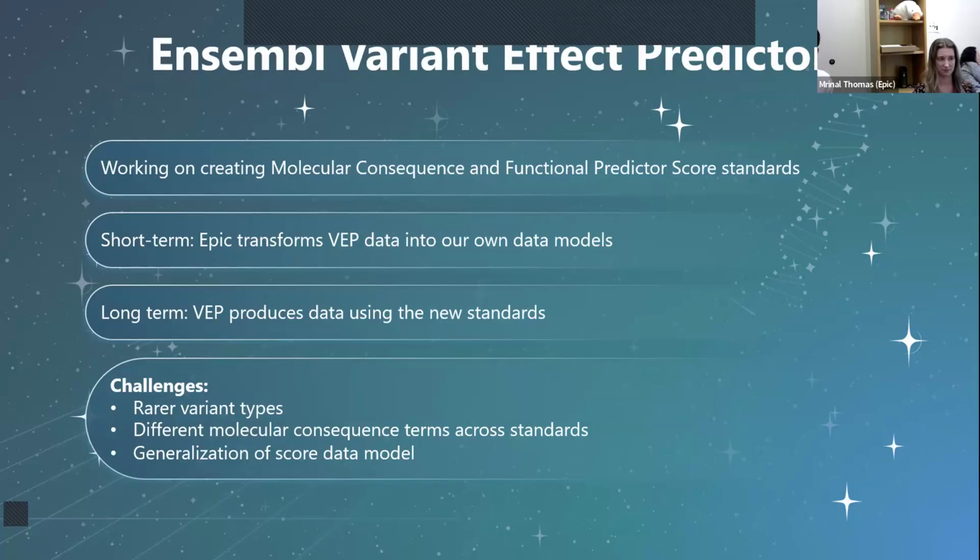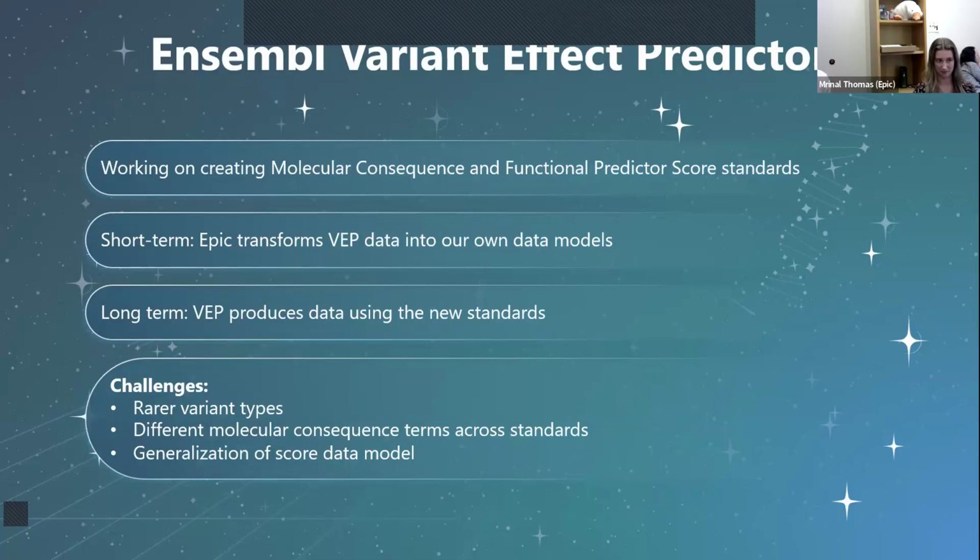So we ended up talking to some of the GKS leads. We've been working with Alex, Larry, and Matt quite a bit, as well as some folks from Ensembl. And we're currently working on creating molecular consequence and functional predictor score standards to add to the VA-Spec. So currently what we're doing is we're transforming VEP's native output into our own data model that we've mimicked the proposed standard to the best of our ability.